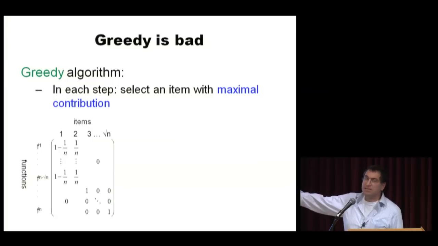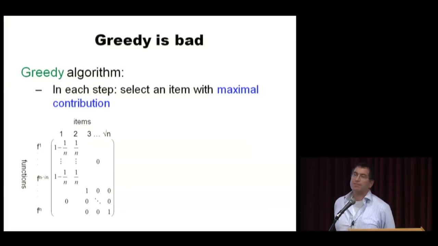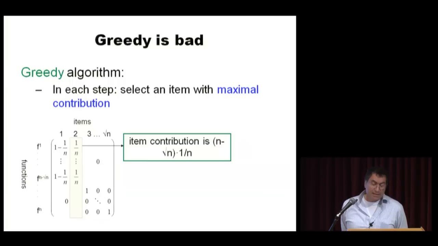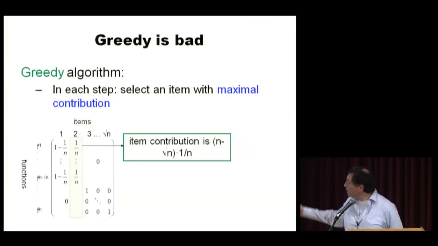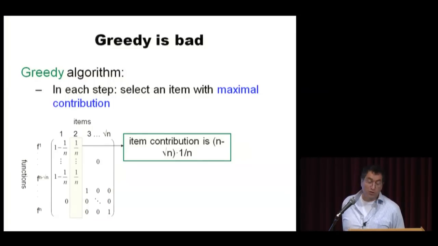Again, the users are the rows, F1 up to Fn, and the pages, the items, are the columns, let's say 1 up to square root of n. Now, let's say that we want to order the columns such that the cover time for the rows will be minimized. We'll start with the first column because it has a huge value for the users, actually much more than everyone else.